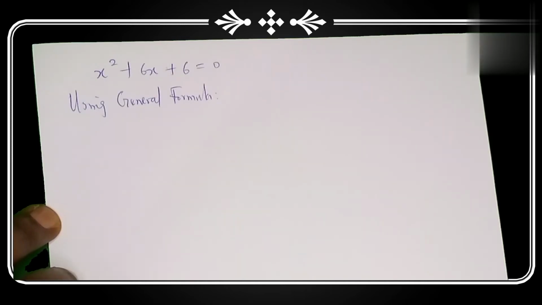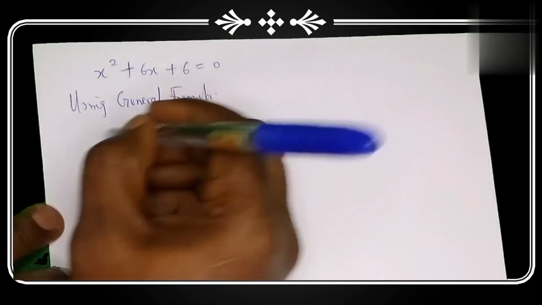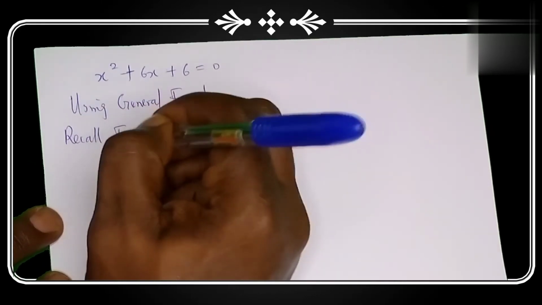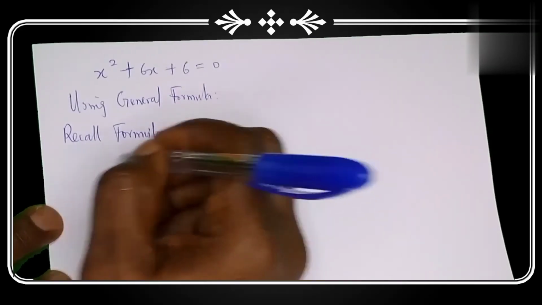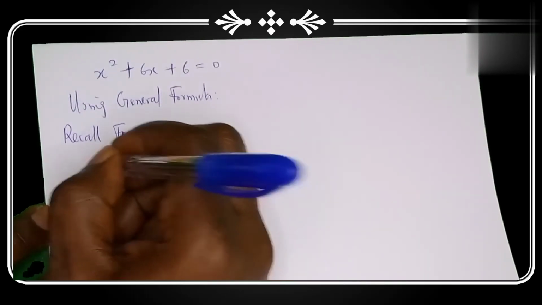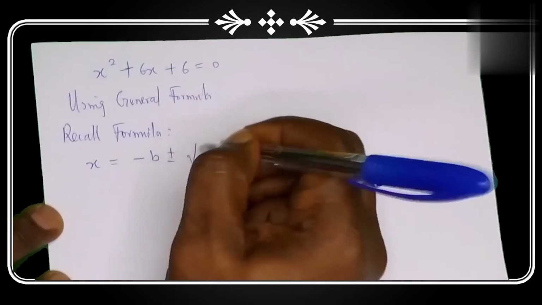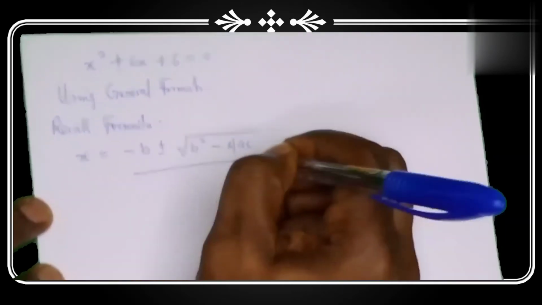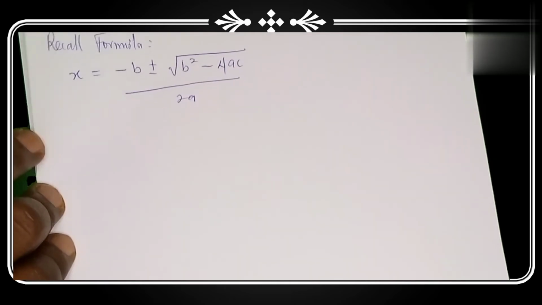We want to solve this same question by using the general formula. Recall the formula. X equals minus b plus or minus root b squared minus 4ac all over 2a. That is the general formula.